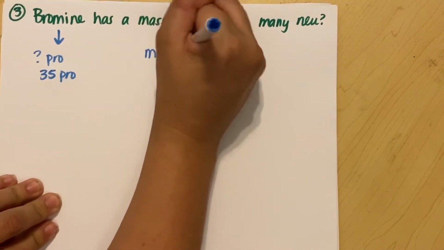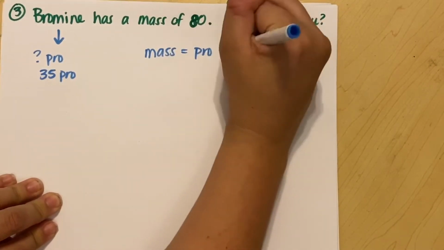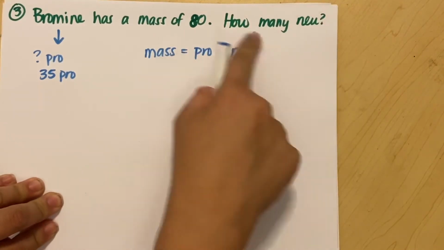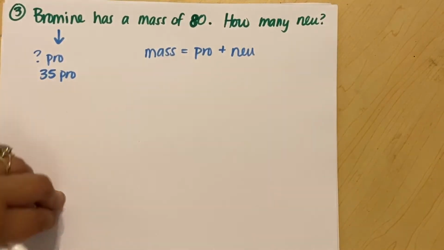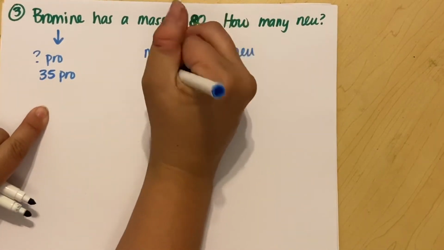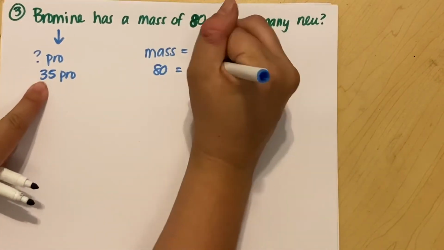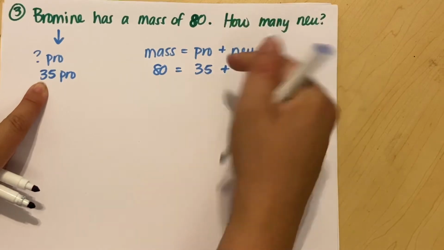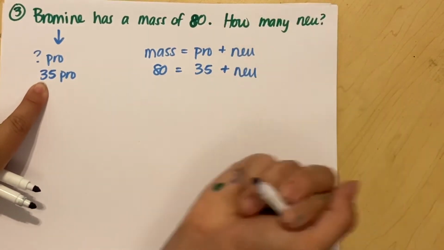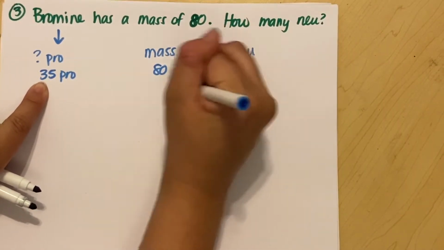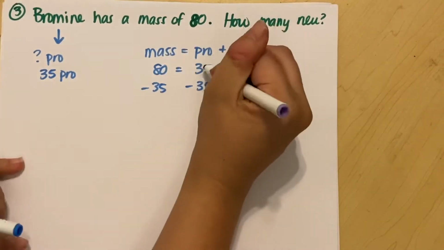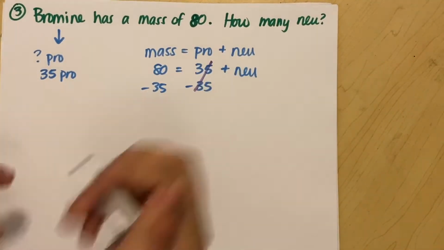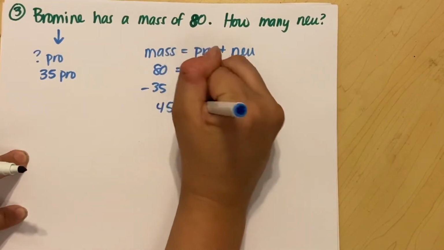So mass is equal to protons plus neutrons. Everything in the nucleus, protons plus neutrons, gives me my mass. So here we go: 80 equals 35 protons plus my number of neutrons. Minus 35. Cancel these guys out, and I should get 45 neutrons.